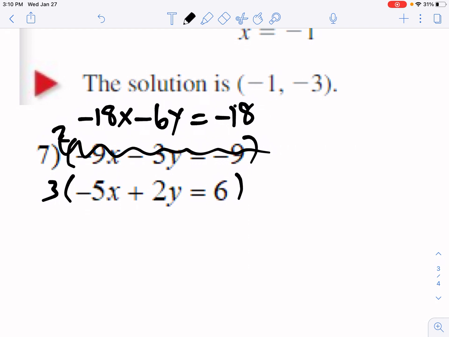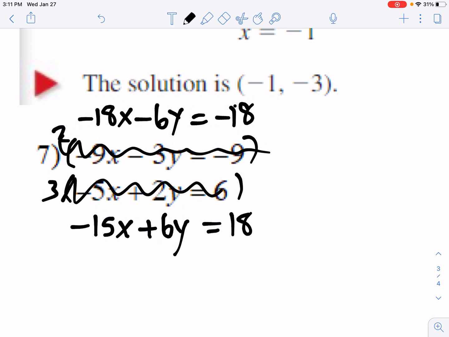Then if we multiply 3 to the bottom equation, 3 times the -5 is -15x. 3 times 2y gives us a +6y. Notice we have our opposite coefficients now. And then 3 times 6 is equal to 18. So this now becomes our new equation.